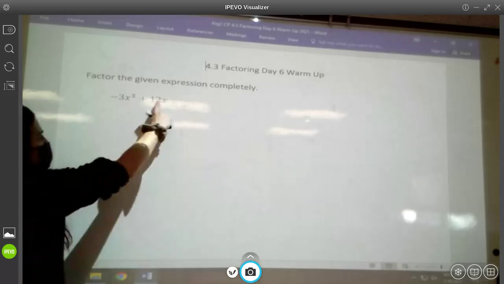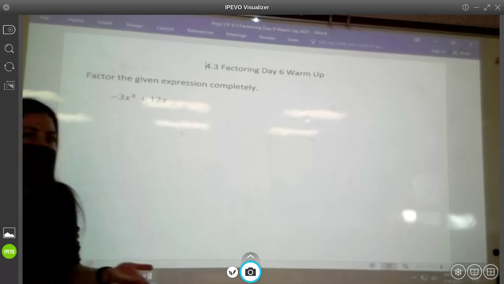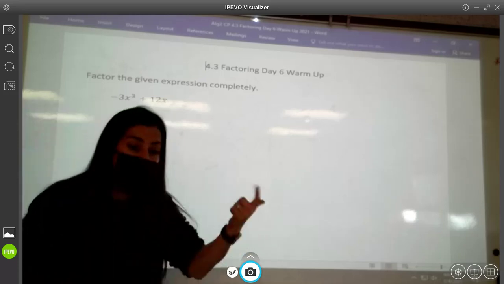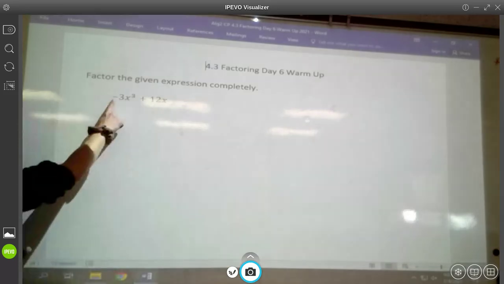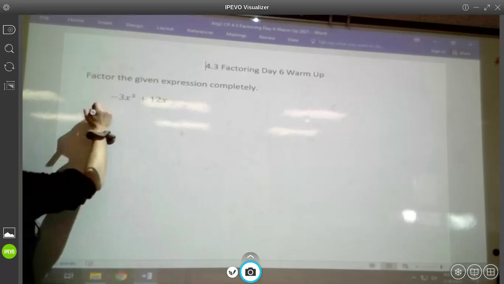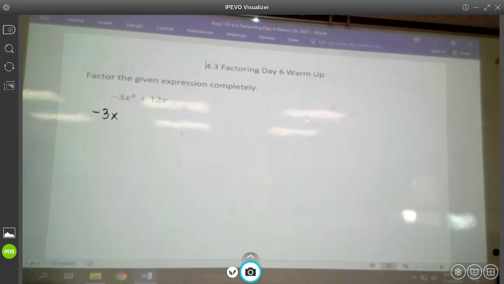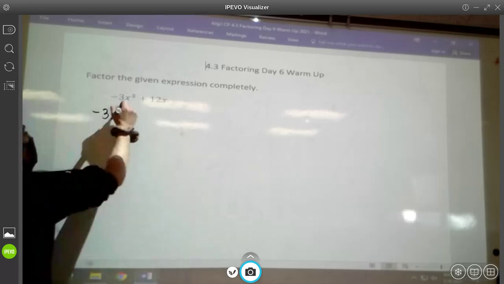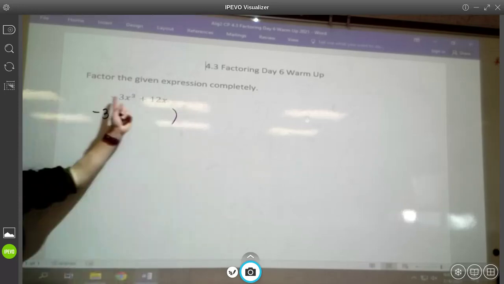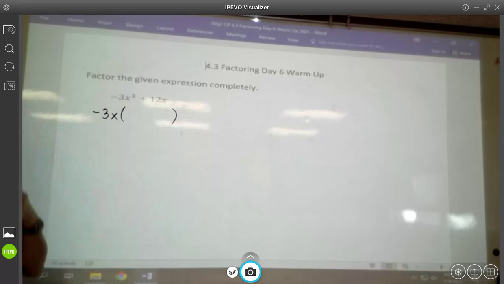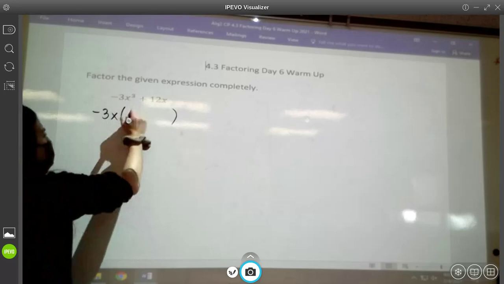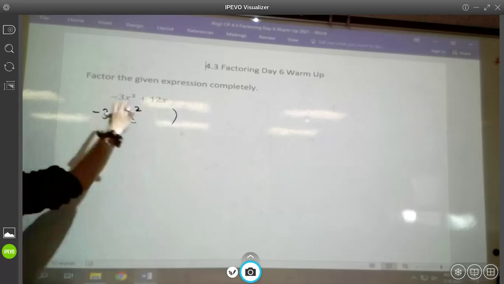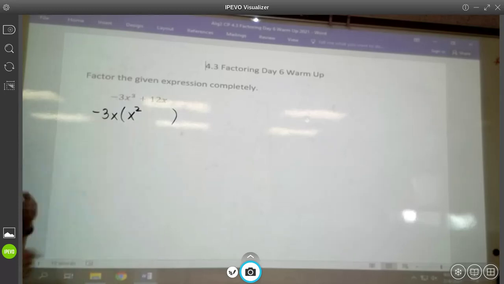What do the 3x to the third and the 12x have in common? Well, they have a 3 in common, and they also have an x in common. And since it led with a negative, we're going to pull that negative out with the GCF. So I'm going to say that my GCF is negative 3x. Then what expression is left when you pull a negative 3x out of everything? Well, negative 3x times what gets you back to negative 3x to the third? An x squared. Negative 3x times what gets you back to a positive 12x?